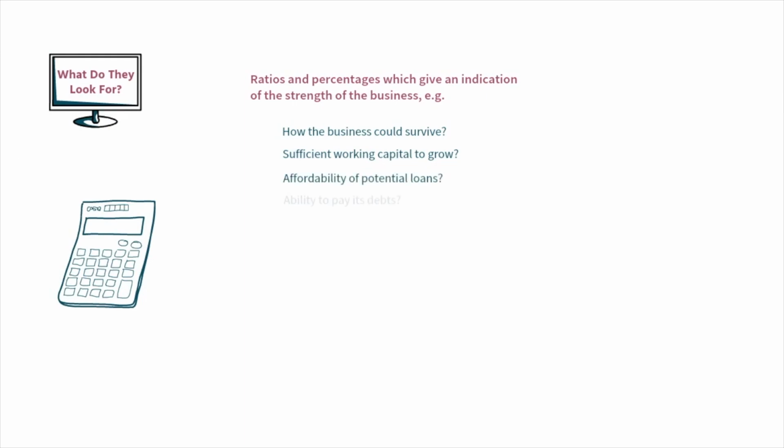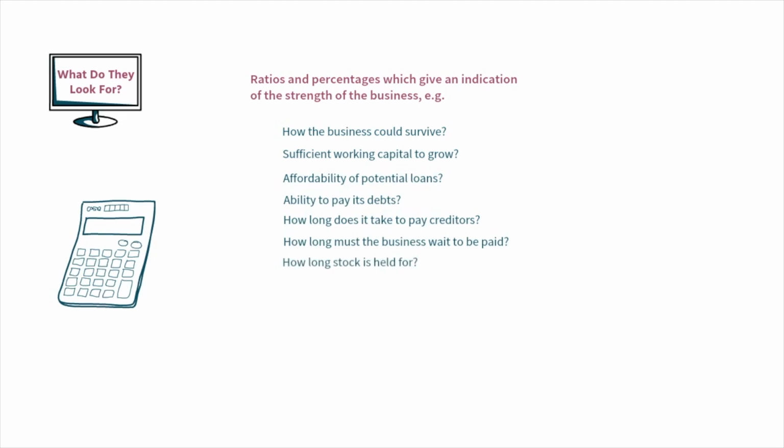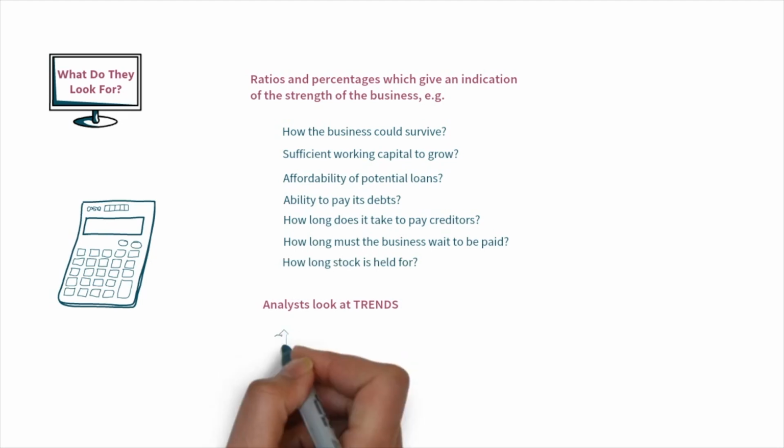Is the business able to pay its debts as and when they fall due? How long on average a business takes to pay creditors? How long on average a business must wait to be paid? And how long stock is held for, as stock is deemed to be cash tied up. In particular, analysts look at trends. For example, profit performance or balance sheet value over a 3-year period.